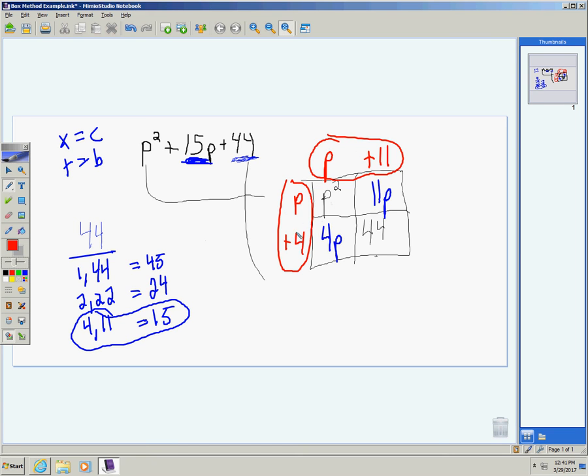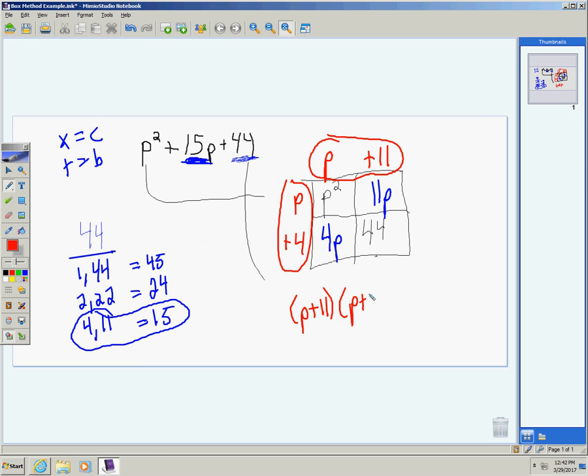We already have the box filled in, and we need to think about what we would have had to have on the outside to give us what we had in the middle. And we do that by factoring these things out. So then our answer to this polynomial would just be p plus 11, p plus 4. And the order of these 2 things doesn't matter.